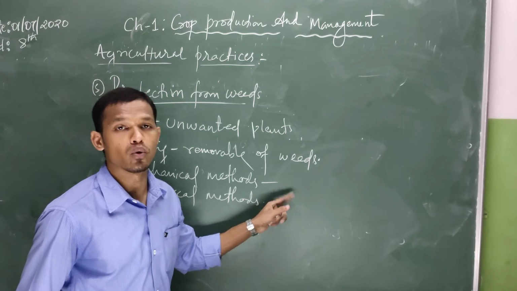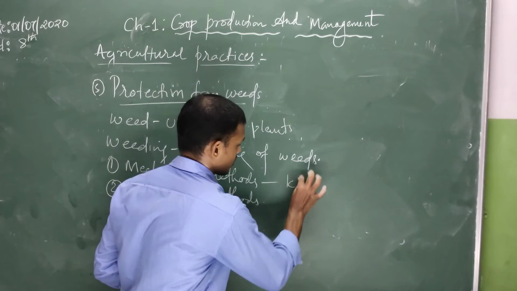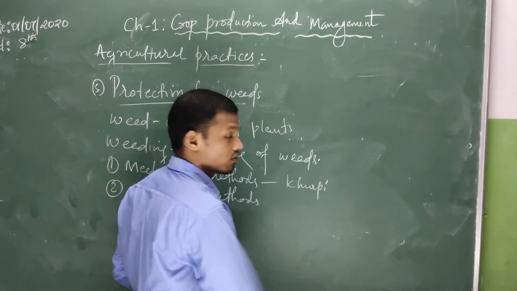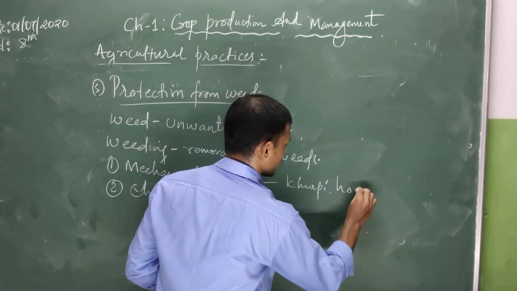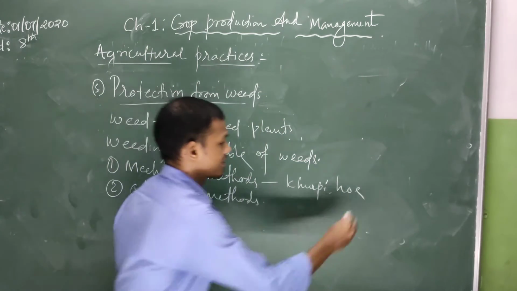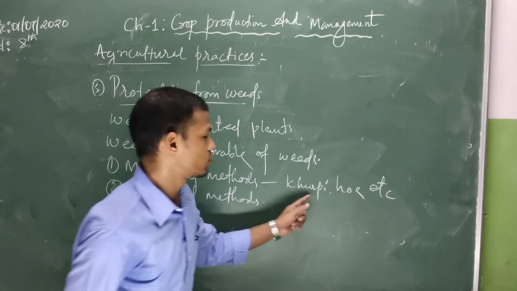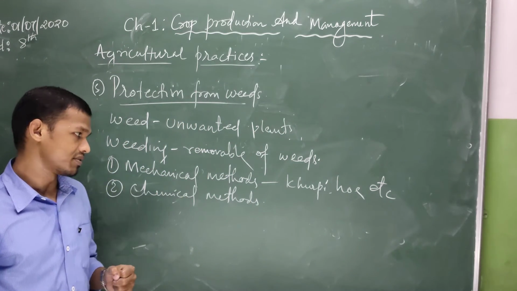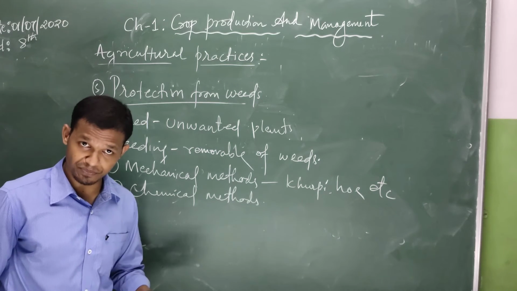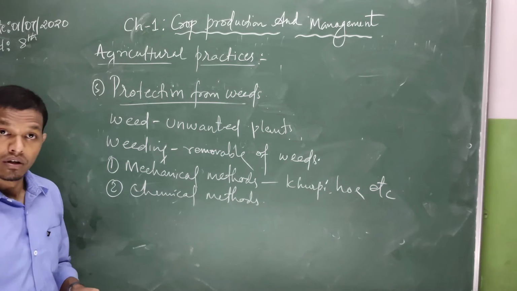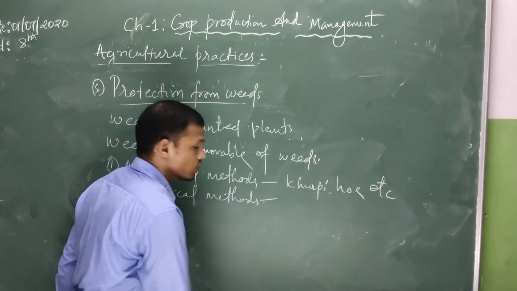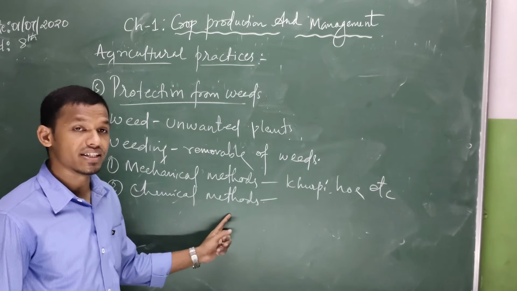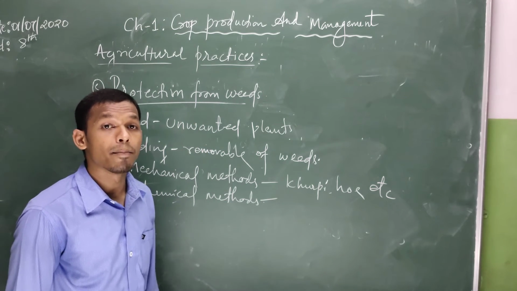Also, you can use some tools. There are many tools which are used manually. In the mechanical method, you can remove the weeds. In chemical methods, they use certain chemicals which are used to kill the weeds, but they will not harm the main crop plant.